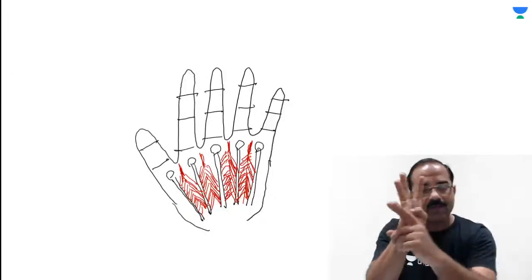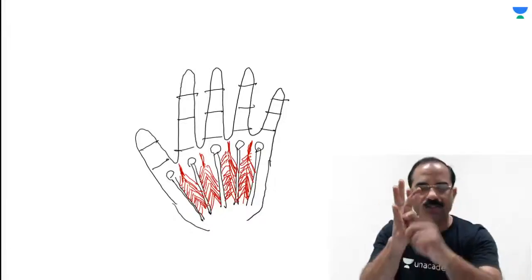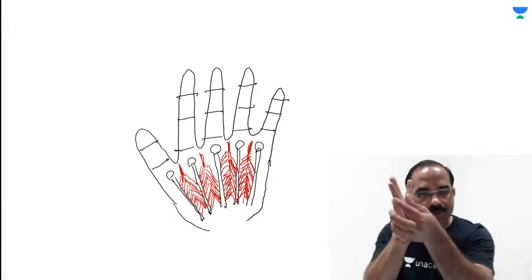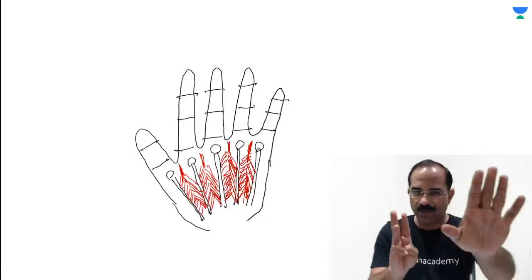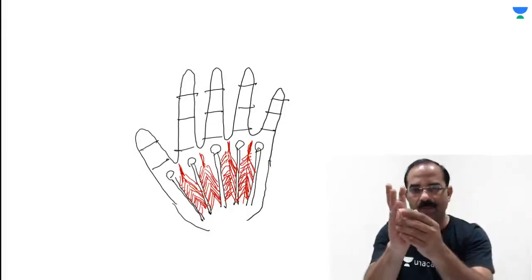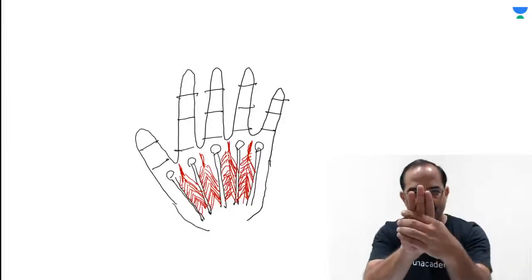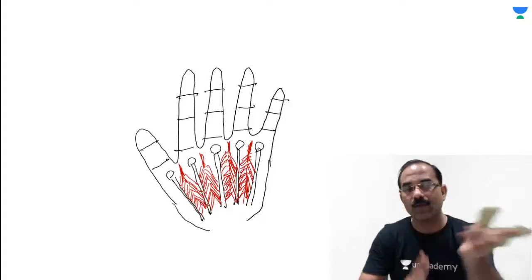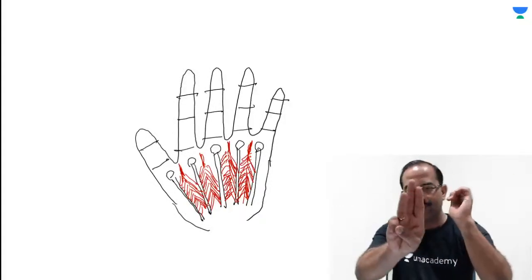For the little finger, there's a special abductor. What is that? Abductor digiti minimi. So no dorsal interossei for this little finger also. Understood? Because we've got special abductors for these two fingers. Now we are left with three fingers. And how many dorsal interossei do we have? Four dorsal interossei. We've got three fingers.